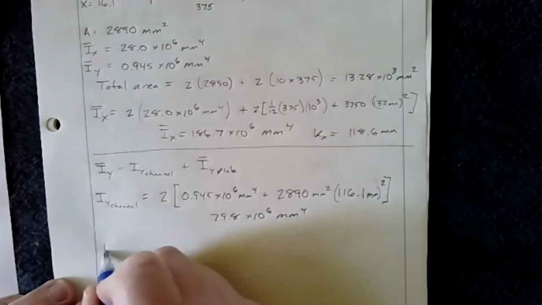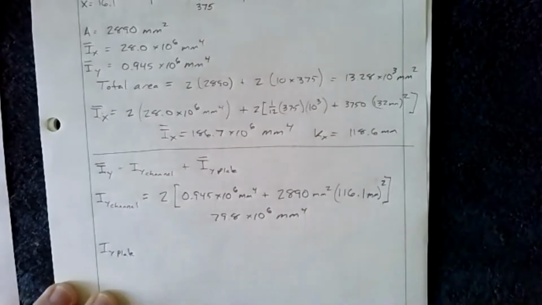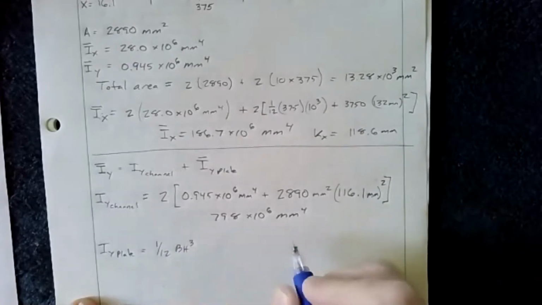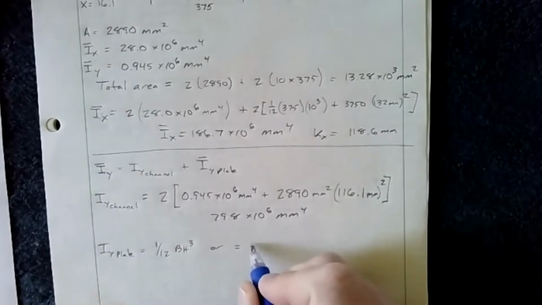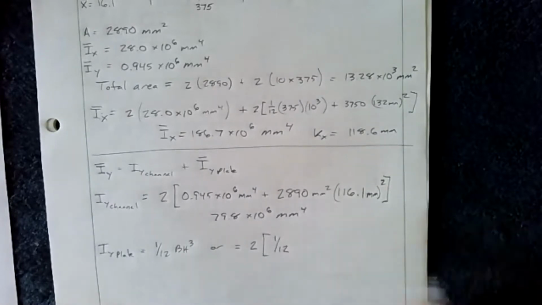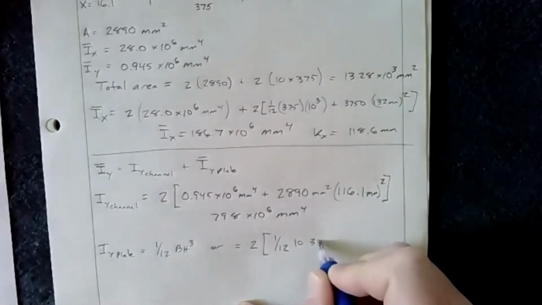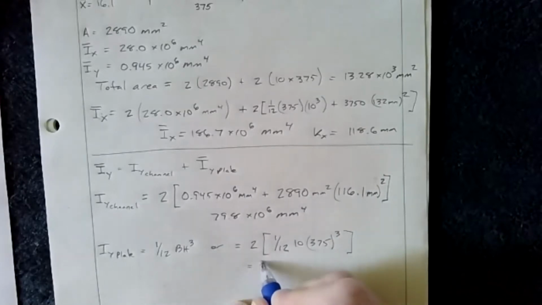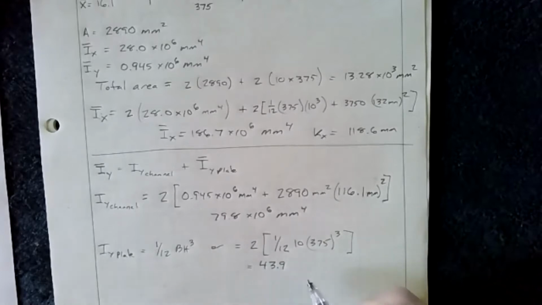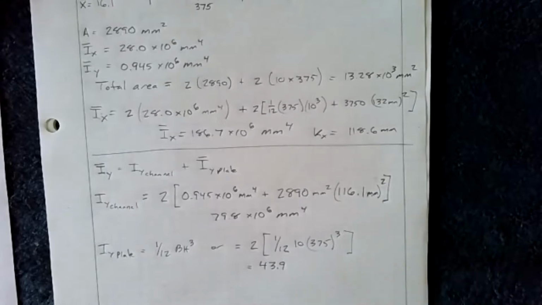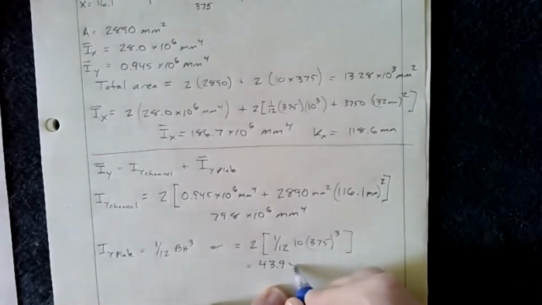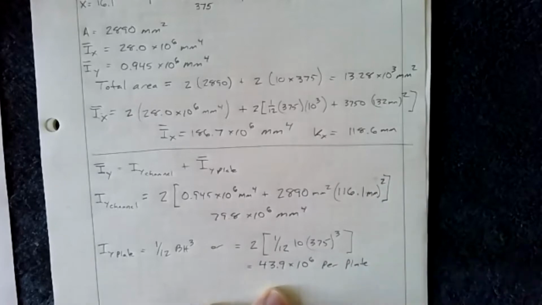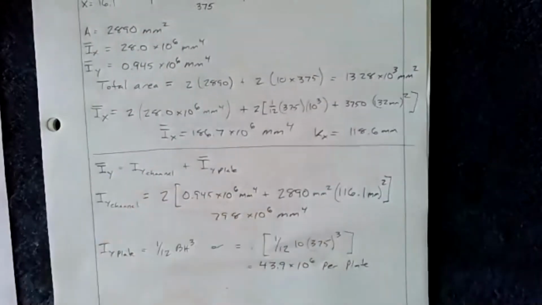And then for the plate, it ends up being 1/12 b h cubed, of course. So it equals 2 times 1/12, 10 times 375, that's height. So that gives us 43.9 times 10 to the 6. And that's per plate. So this is my notes. What I should have done is probably not had the 2 in there. So that's what that is.